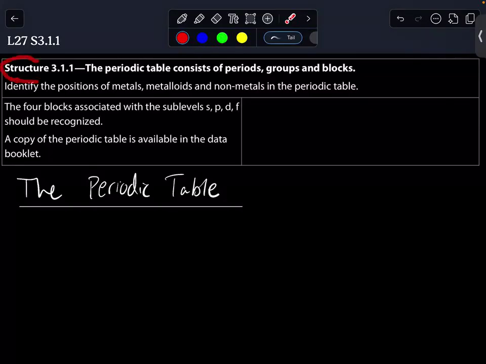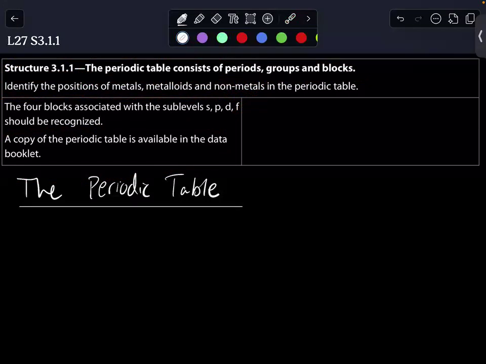Today we're working on structure 3.1.1. We're going to be talking about the periodic table, how it consists of periods, groups, and blocks. We'll identify the positions of metals, metalloids, and non-metals within the periodic table, as well as understand the four blocks of sublevels, S, P, D, and F. You do have a periodic table within your data booklet, section 7, I believe, and that will be the tool we use. So, with that intro out of the way, let's get started on the periodic table.